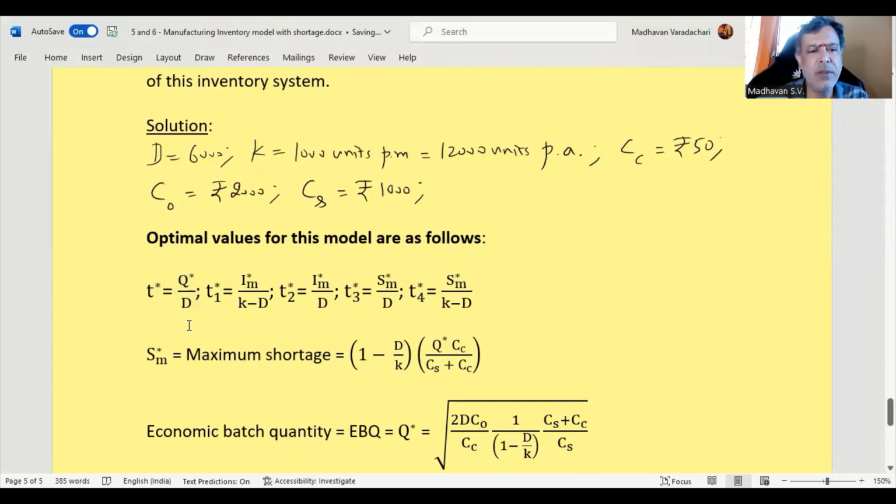T star is Q star divided by D. T1 star is IM star by K minus D. T2 star is IM star by D. T3 star is SM star by D. And T4 star is SM star by K minus D.